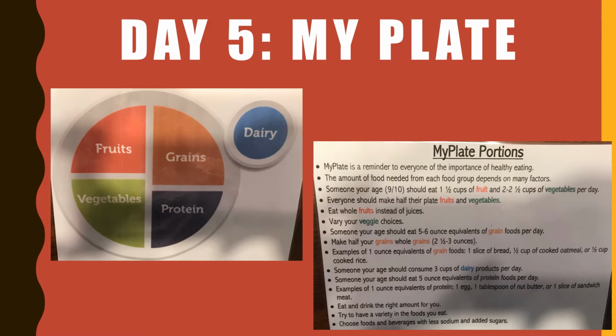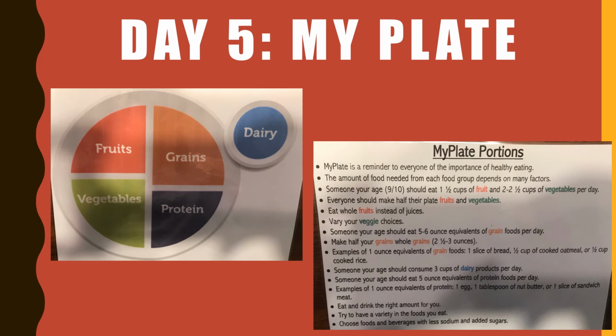And then on the back, I actually listed how much of each food group someone of the age of 9 or 10, which is the age group I would be dealing with in this lesson plan, should get from each food group per day. And then also list a couple of examples of what these equivalents would be. Like, for example, 1 ounce equivalent of protein is like 1 egg or 1 tablespoon of peanut butter or a slice of sandwich meat.